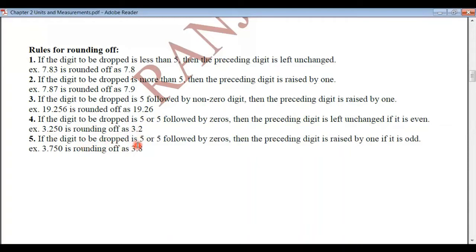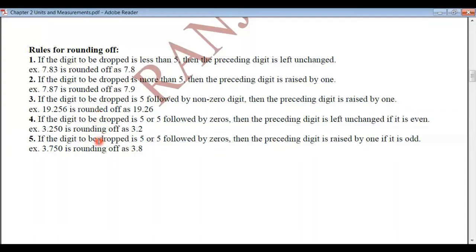Whereas the fifth rule states that if the digit to be dropped is 5 or 5 followed by zeros, then the preceding digit will be raised by 1 if it is odd. Like in the example, 3.750 has to be rounded off in two significant figures. That is, we have to drop out 5 followed by 0. So we have to see the preceding digit. Here it is odd, so it will be raised by 1.